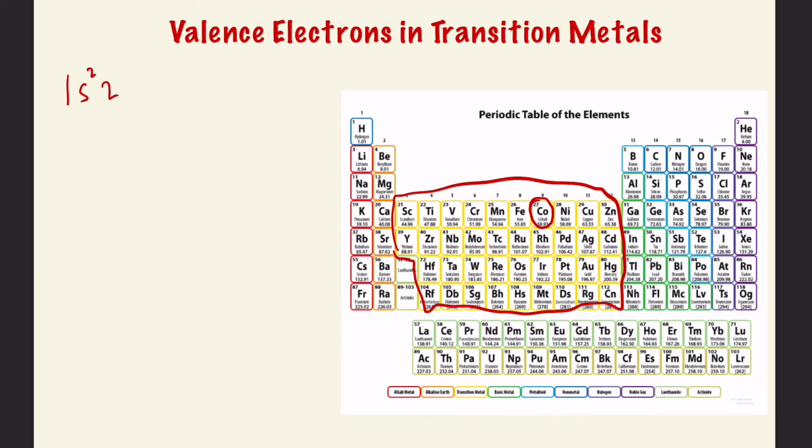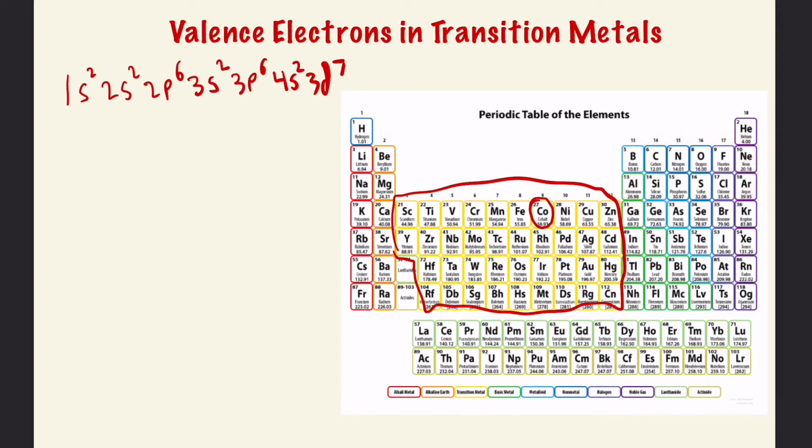1s2, 2s2, 2p6, 3s2, 3p6, 4s2, and 3d7. As I said, you might not have the knowledge to do this, but here we are looking at different orbitals. So these would be in s orbitals, these are in the d orbitals, and these are the p orbitals over here.